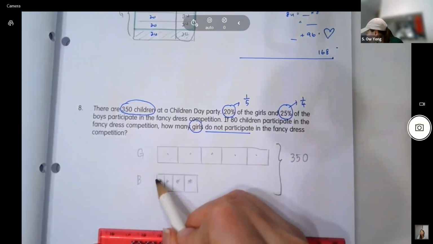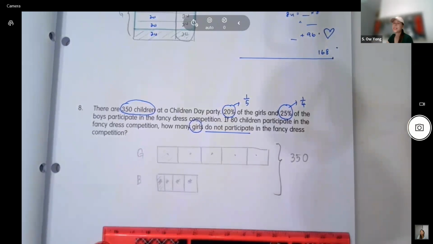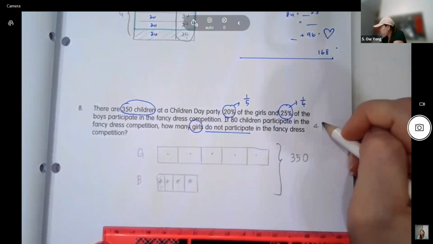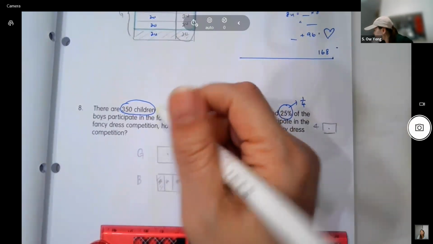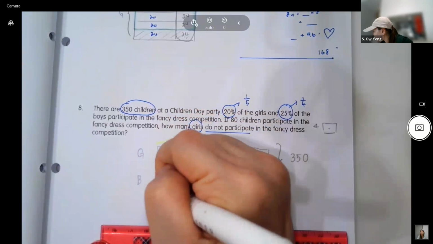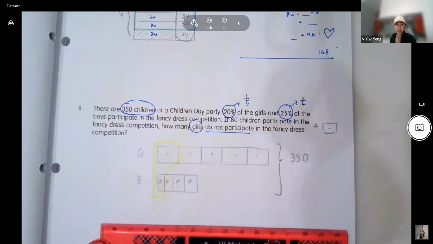They also tell you 1/4 of the boys participated in the fancy dress competition. But they're asking you, how many girls don't participate? Meaning they are looking for 4 of the dot unit that I highlighted for you. For this, we will use grouping to solve the question. You will see that 1 unit and 1 star gives you 80.